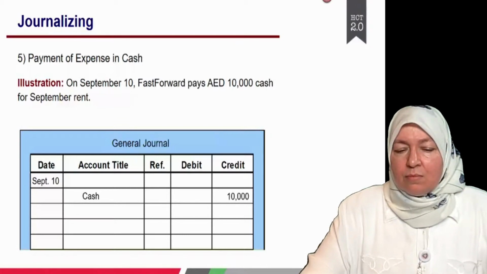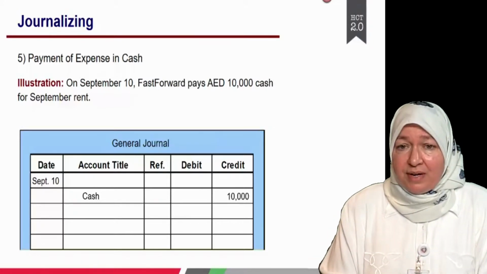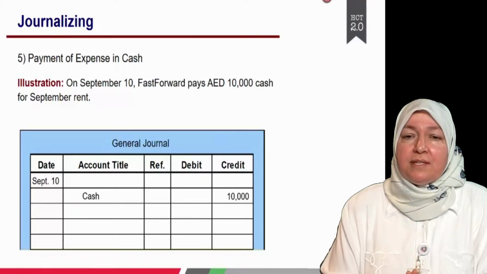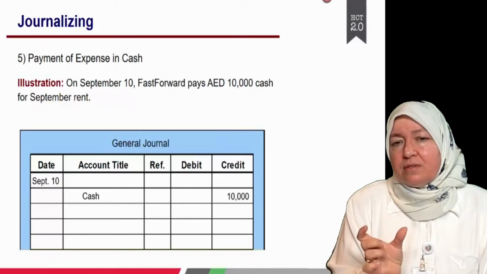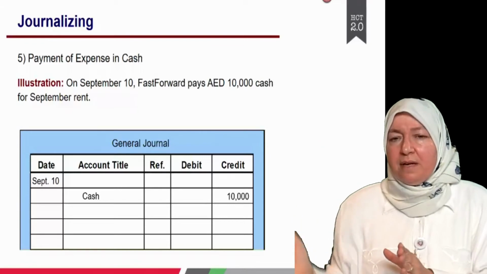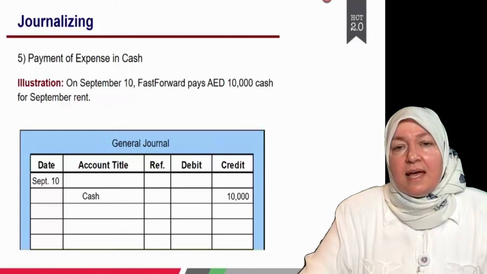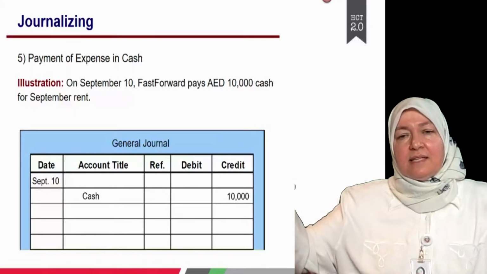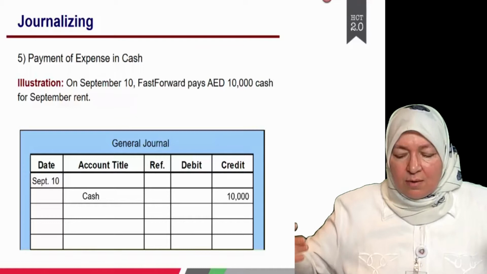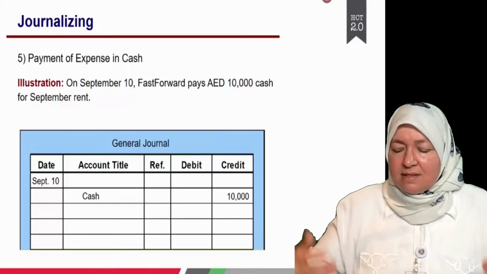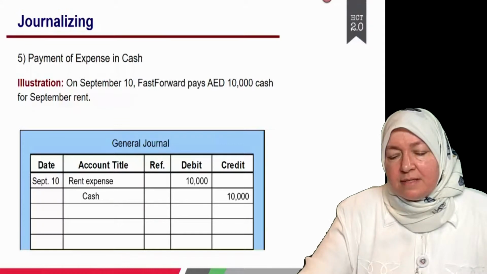Now, we are paying for September rent. We are purchasing rent. So if you are purchasing rent and it's only for current period and it doesn't have future benefits, we call it expense. So rent is an expense, and rent as an expense is debit, and our expense is increasing. So once it's increasing, that means it's same as normal balance. So it's debit, rent expense is debit by 10,000.